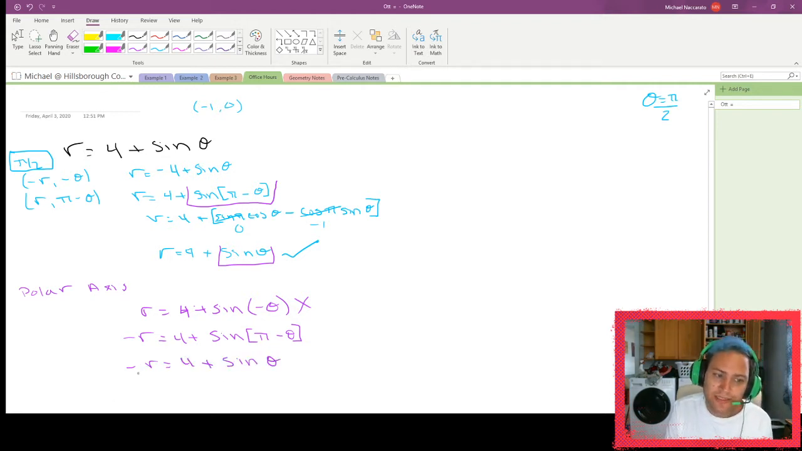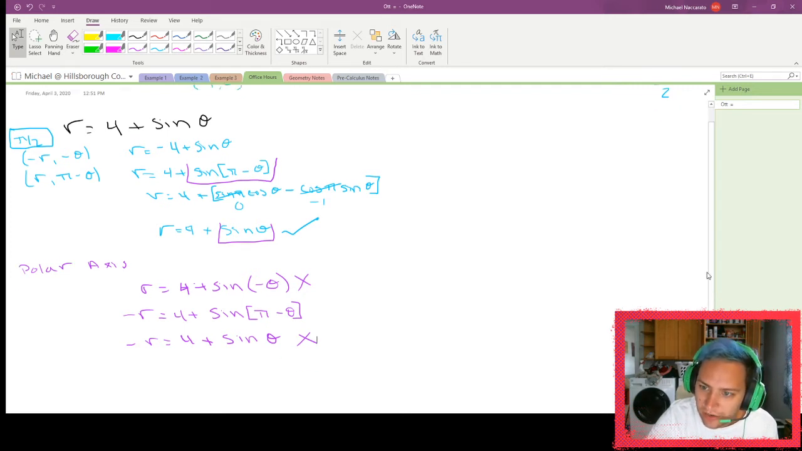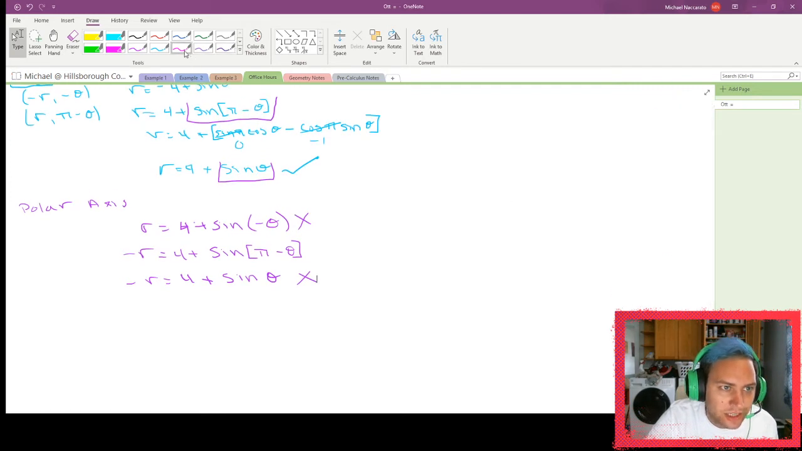And at this point we can see, well, if I divide by that negative, it's not going to work, right? So this is still a no. So it still doesn't have symmetry with respect to the polar axis. Okay. Last thing to check then is, does it have symmetry with respect to the pole itself?